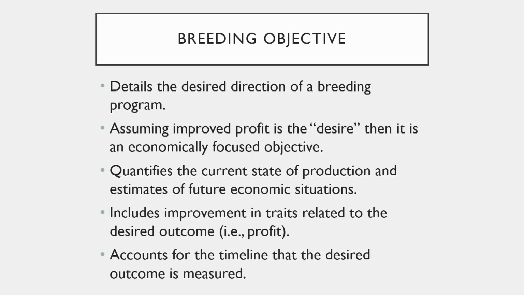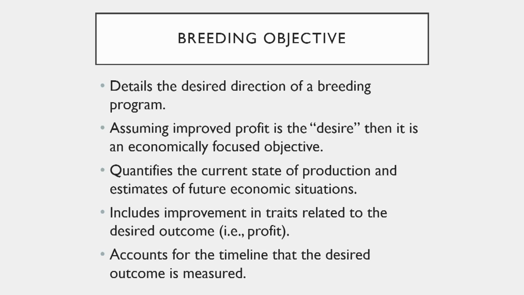If that's the case, then we need to ask the question, well, does your breeding program actually lead to improved profit? So it quantifies the current state of production and really future economic situations, which the best proxy for is an average of past economic situations. So then it identifies the traits, which we call economically relevant, that lead to improved profit. And the last bullet point I have is a really important one because we're going to touch on it later, is it accounts for the timeline that I want to consider improved profit.